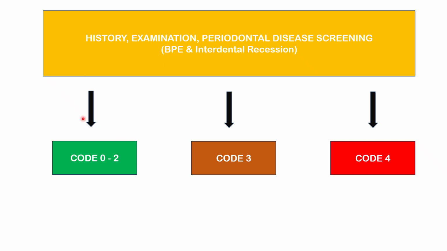From code 0 to 2, the black band remains completely visible. In code 3, the black band is partially visible, and in code 4, the black band is not visible, which indicates a pocket depth greater than 6 mm.